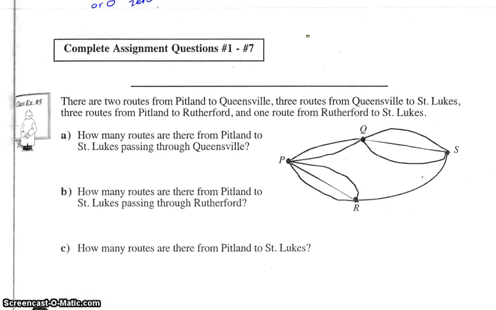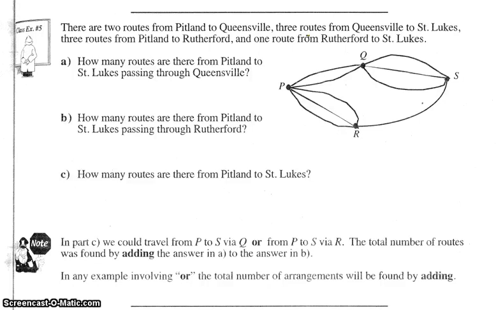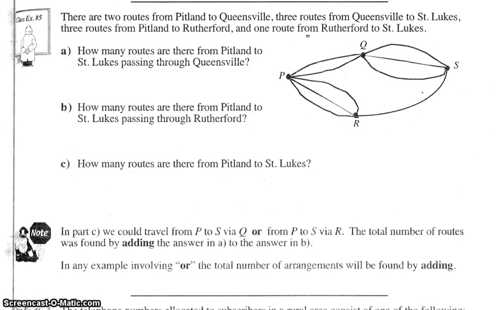Okay. Example number 5. So we have 2 routes from Pitland to Queensville. Come on, living in a place called Pitland. Okay, lovely. 3 routes. That must be made up. That can't be real. Okay, 3 routes from Queensville to St. Luke's. So I think this is Pitland, the P. Queensville is the Q, and St. Luke's is S. And then 3 routes from Pitland to Rutherford.